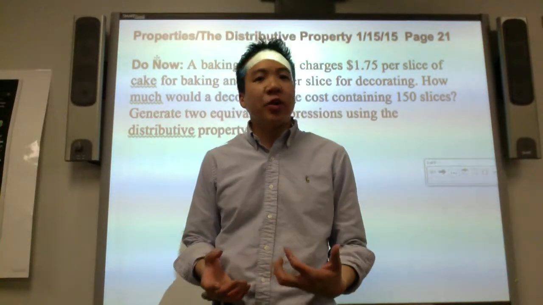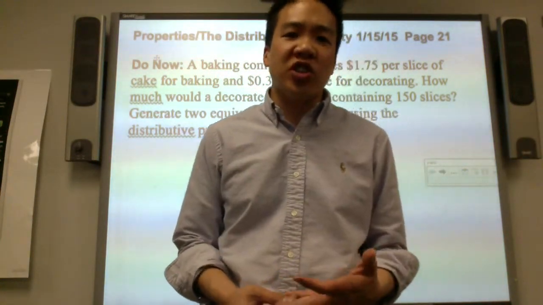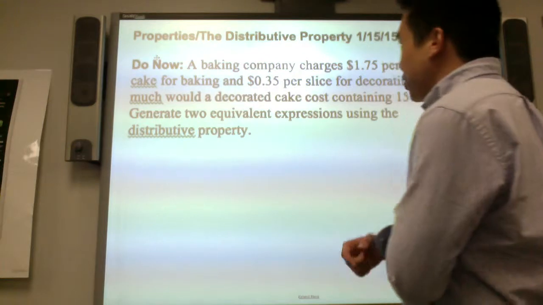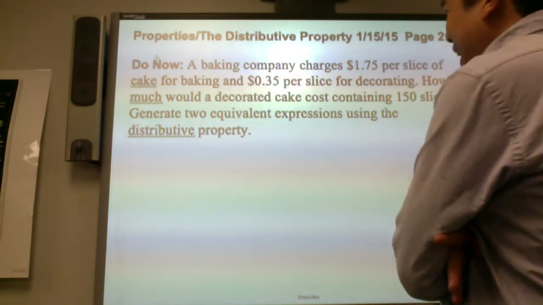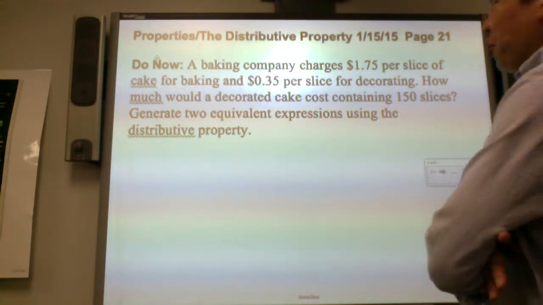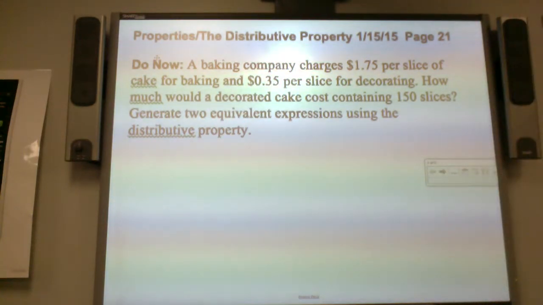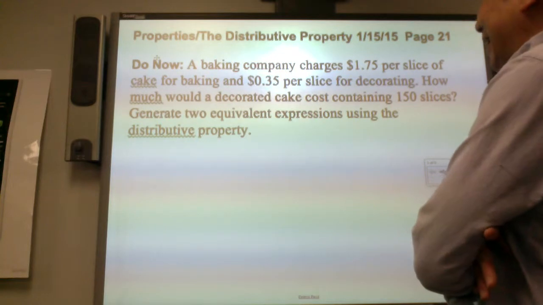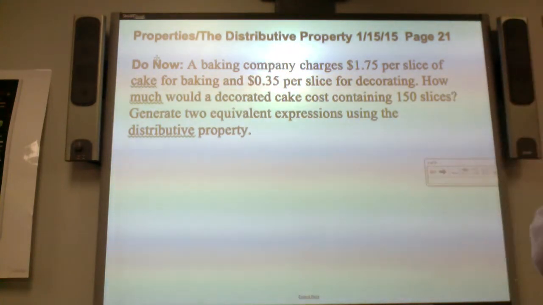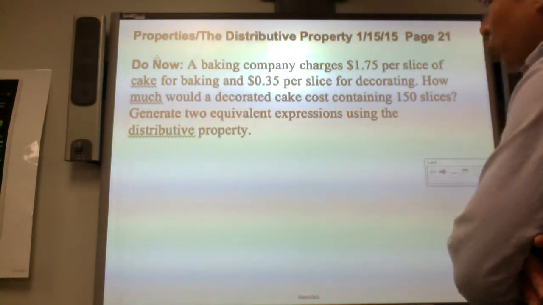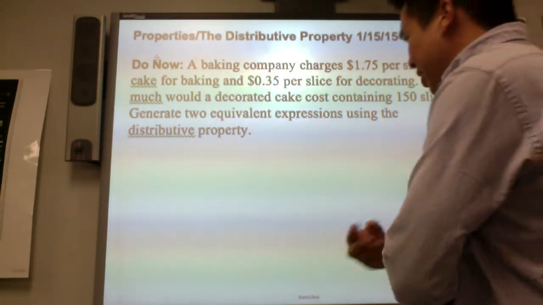Going to review everything we talked about: properties, and more about the distributive property. So let's go over a lesson. A baking company charges $1.75 per slice of cake for baking. Then they charge another 35 cents per slice for decorating. So how much would a decorated cake cost containing 150 slices? Generate two equivalent expressions using the distributive property.